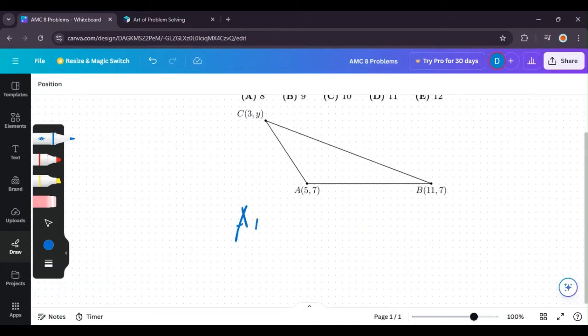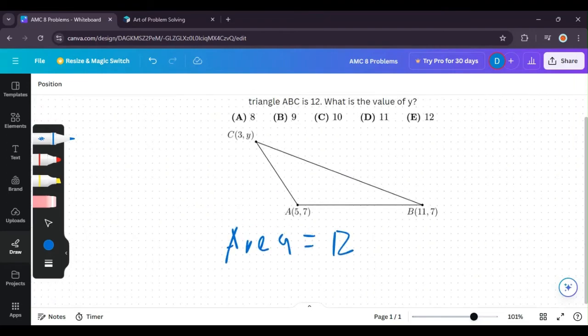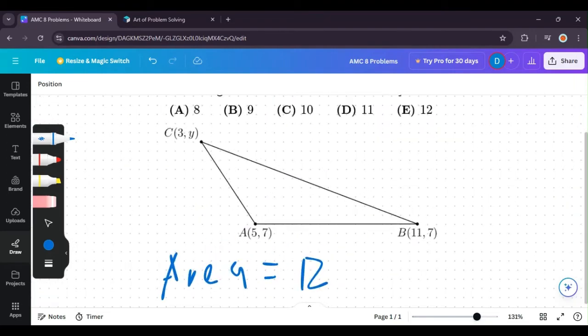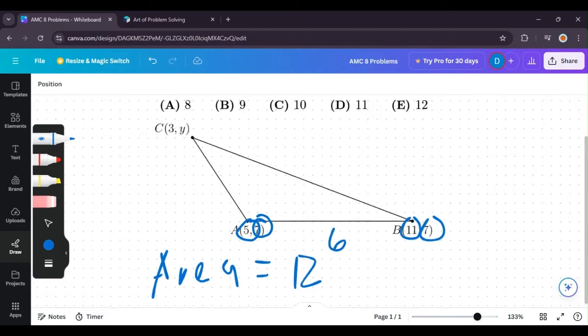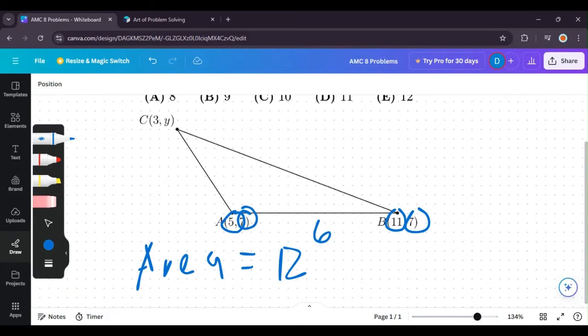So we have the triangle right here, and all we're going to do is write down everything we have. So the area is equal to 12, and we also know the base by a little bit of calculation. It has the same y coordinate, so we can just subtract the x coordinates to find the base, which is 6. 11 minus 5 is equal to 6.